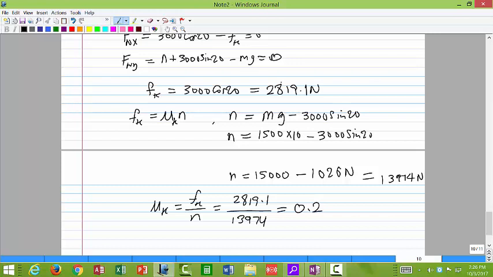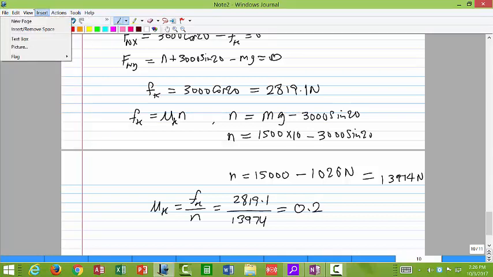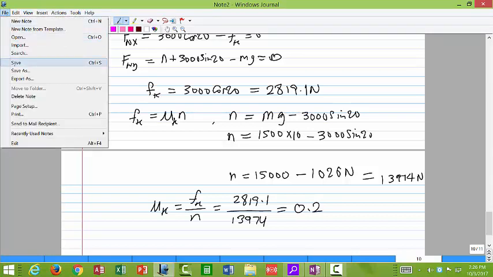Okay, so that is the end of that section. Next we're going to look at using Newton's second law. So let me save this and then we'll go on to Newton's second law. At this point, if you like, you can take a 10-minute break and then we'll come back and continue.